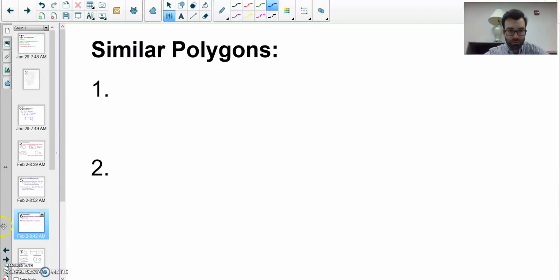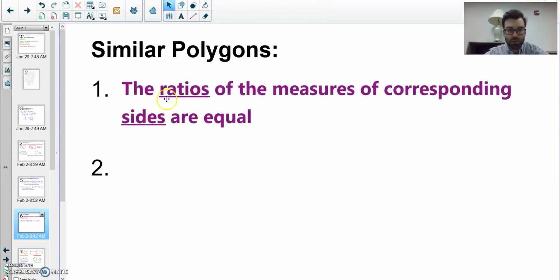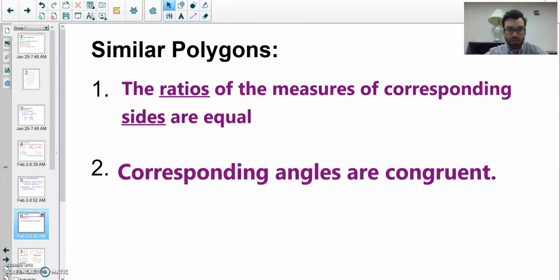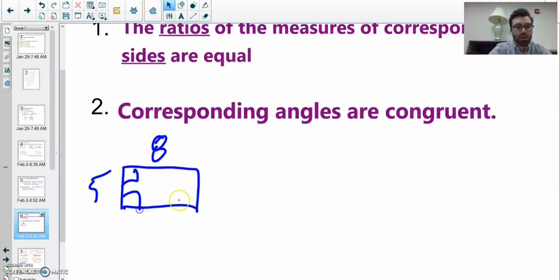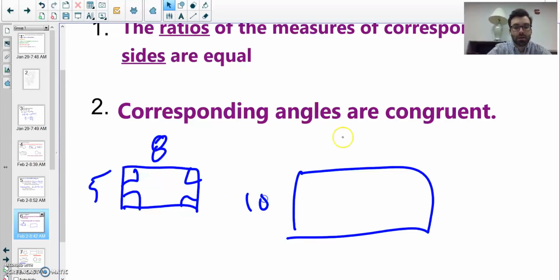All right. Similar polygons. Two ways to form similar polygons. The ratios of the measures of the corresponding sides are equal, and the corresponding angles are congruent as well. So here's an example. If I have 5 and 8, and I said this shape was similar to this shape, this could be 10 and 16. 16 over 8 is 2. 10 over 5 is 2 as well.